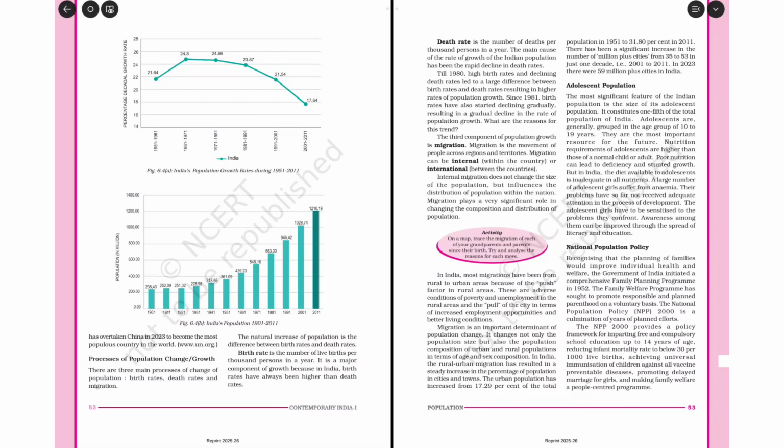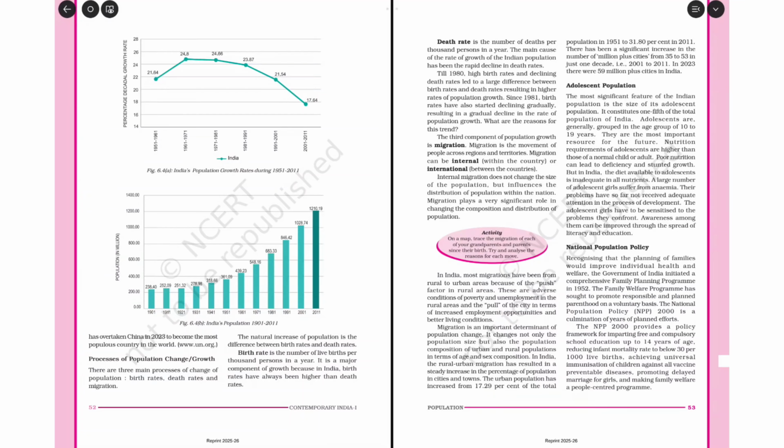And this recognition that education, health, and population dynamics are all intrinsically linked is the exact foundation of government policy regarding demographics. Which flows perfectly into the next section of our source document. Governments do not just observe these statistics, they attempt to steer them. Right. Let's look at how India formalized its approach to these massive demographic challenges. The text reads, National Population Policy. Recognizing that the planning of families would improve individual health and welfare, the government of India initiated a comprehensive family planning program in 1952. The Family Welfare Program has sought to promote responsible and planned parenthood on a voluntary basis.